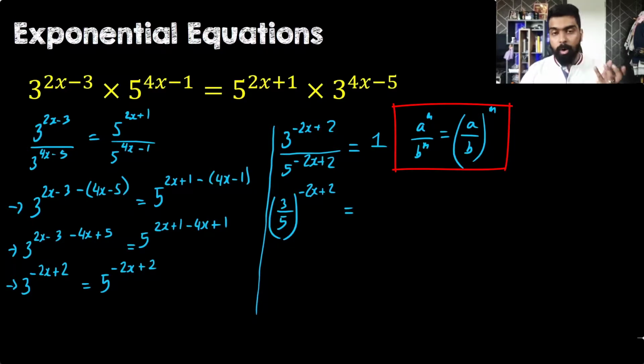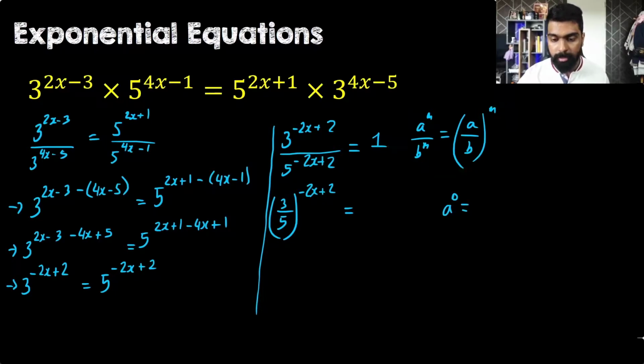Now think what we can do such that the equation doesn't change, but then we have a 1. Now if you know the laws of exponents, we know that a to the power of 0 is equal to 1, right guys? So this one we can write as (3 over 5) to the power of 0, right guys? Because (3 over 5) to the power of 0 is equal to 1. We have changed nothing in the equation. The equation is still the same.